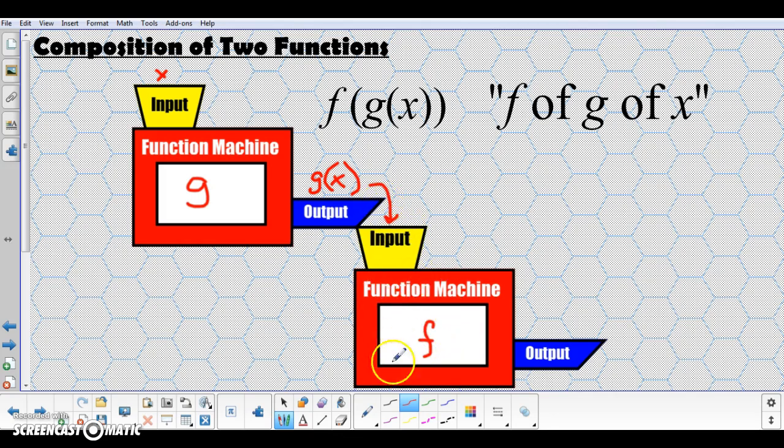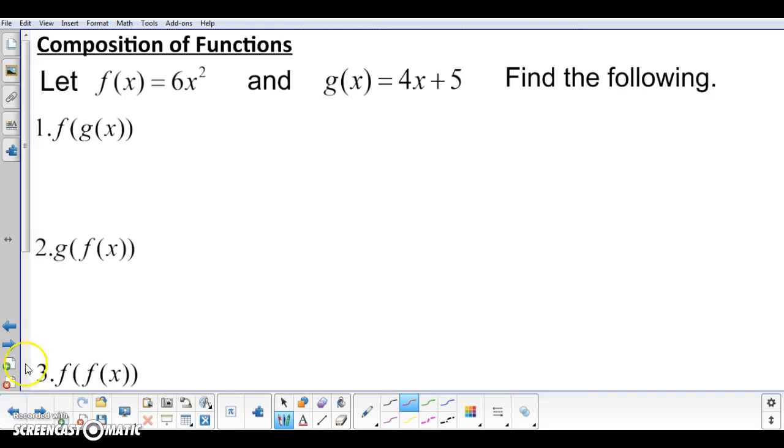So again, something happens in my function machine. It takes the input that it was given and it spits out a new output. That new output would be considered to be the f of g of x. So g of x is the input in a new function, which happened to be function f. Now if I was going to do this numerically, let's say I have these two functions and I want to find the f of g of 2, perhaps.